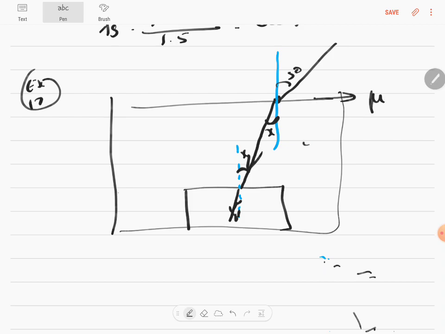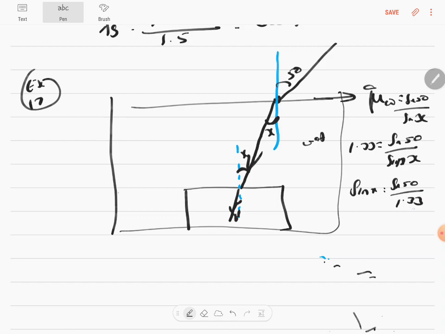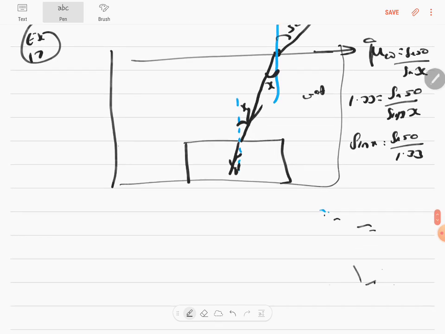Refractive index of this is water. It's 1.33 with respect to air, which is equal to sine 50, which is sine I, by sine R, which is sine X. So refractive index of water 1.33 is equal to sine 50 by sine X, and cross multiplying, you will get your sine X. Sine X therefore is sine 50 by 1.33, and 1.33 is also 4 by 3. Okay, so that's how you get sine X.